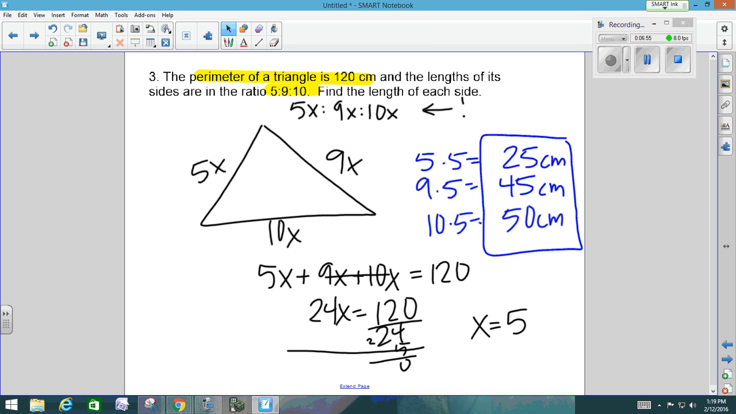What do you call a triangle where the three sides are different lengths? Scalene. Nice job. This is a scalene triangle.